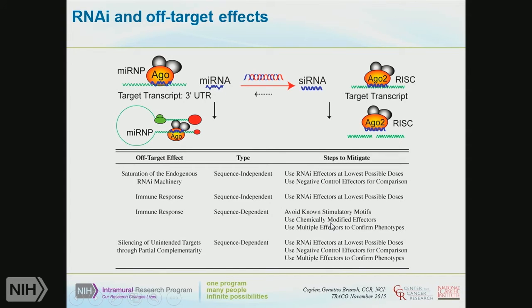And then the other thing that we often do is use multiple different siRNAs that target different parts of the gene that we're interested in. So you're using different sequences and comparing those phenotypic effects to increase our certainty that the effect we have is real.